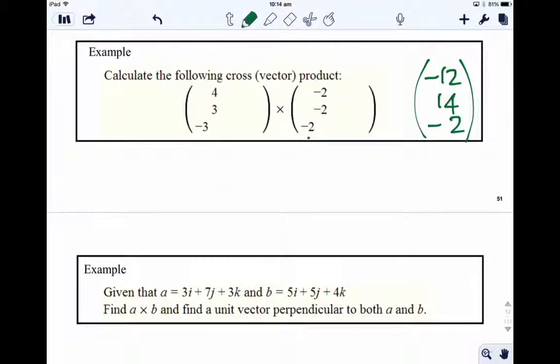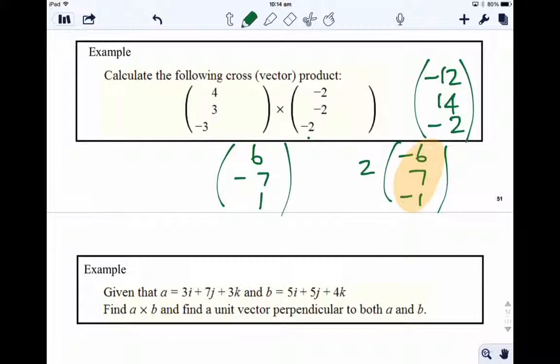Here's a vector now that is perpendicular to these other two vectors. You notice that you could take out a common factor of 2. So that's 2, negative 6, 7, 1. So you also could say negative 1. You could also say that this vector here is perpendicular to these other vectors. In fact, you could also say that this vector here is the vector cross product. Okay? It's just the negative of that vector there.